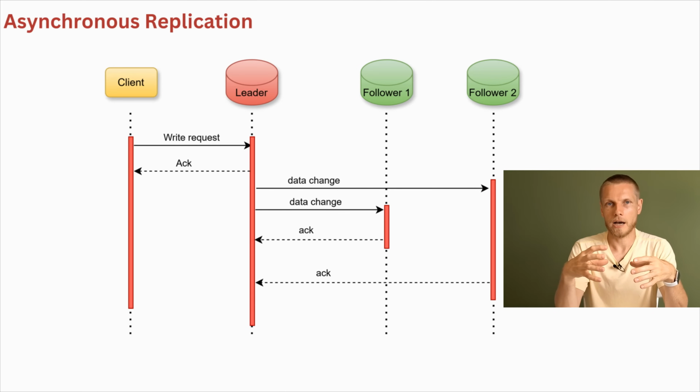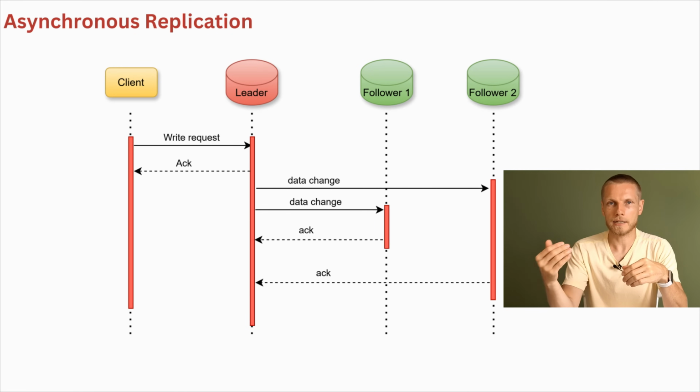Because data is not replicated immediately, it's possible that the leader receives a request and acknowledges it, and the client already thinks that the request was successful, but after that the leader could crash. And if the data was not yet replicated to any followers, the data will be lost.